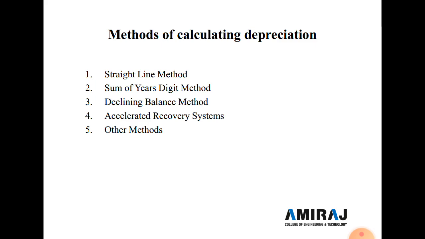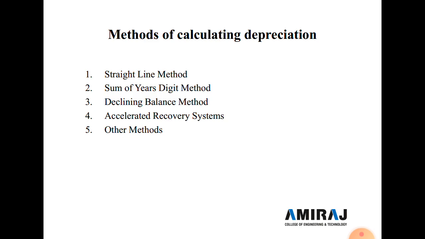The formula for finding the depreciation for the straight line method is Dt equals P minus F divided by N. What is Dt? Dt is the depreciation amount for the period t. D means depreciation and T means time. In P minus F divided by N, P is the first cost of the property or equipment, F is the salvage value of the equipment, and N is the life of the equipment. So in this straight line method, depreciation is the same for every year.